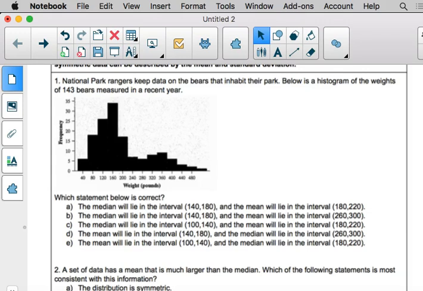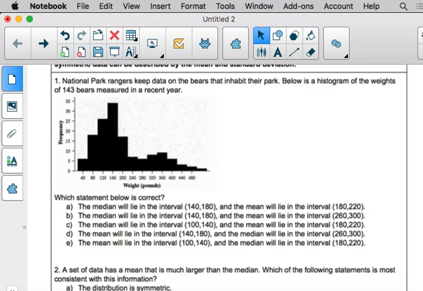So the National Park Rangers keep data on the bears that inhabit their park. Below is a histogram of the weights of 143 bears measured in a recent year. And they want to find the interval that the median lies in and that the mean lies in. Because again, you can't find an exact value from a histogram, but you can find which category it's in, right? Which interval it's in.